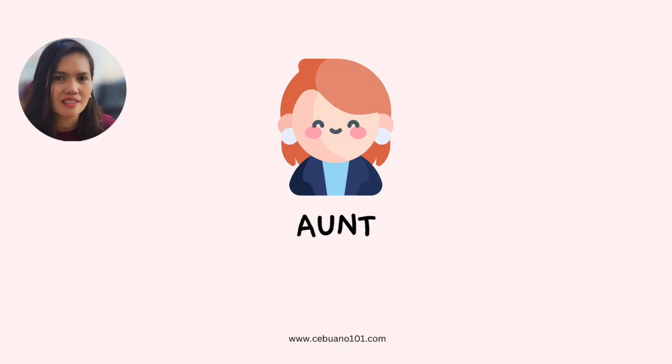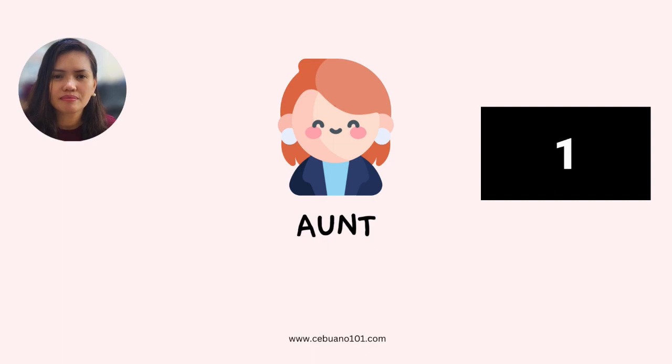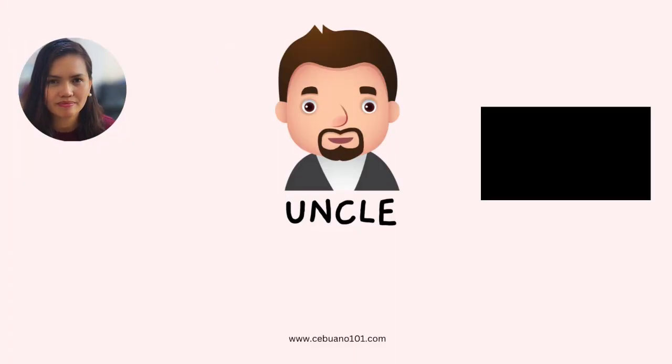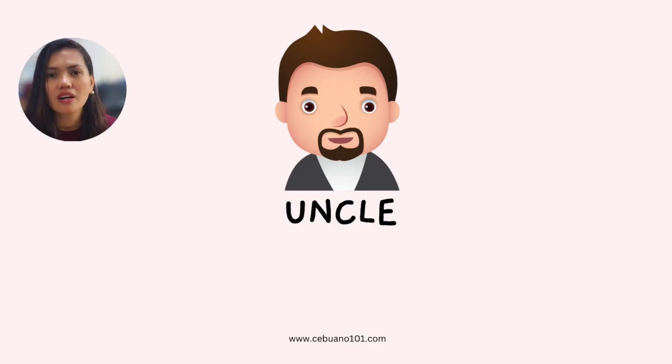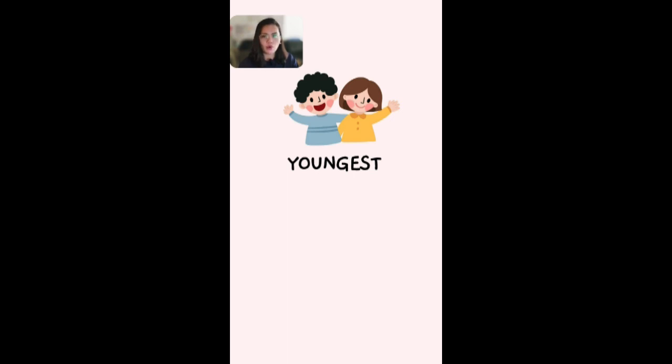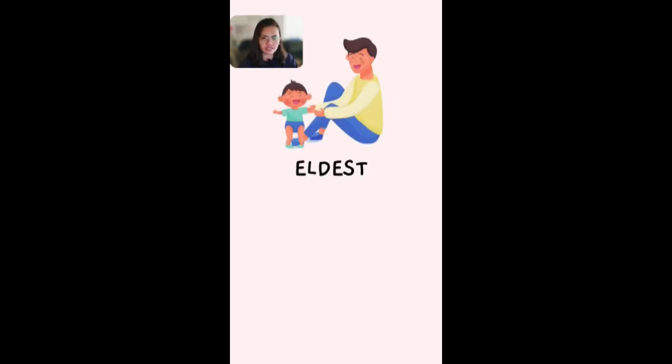Next one, what is aunt in Cebuano? There are three ways again: iaan, tia, or tita. Next, what is uncle in Cebuano? Three ways also: uyuan, tio, or tito. What is youngest? Youngest is kinamanghuran or kamanghuran. Next one, what is eldest? Eldest is kamagwangan or kinamagwangan.